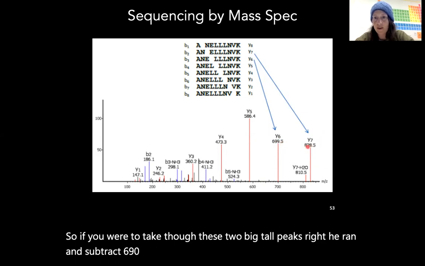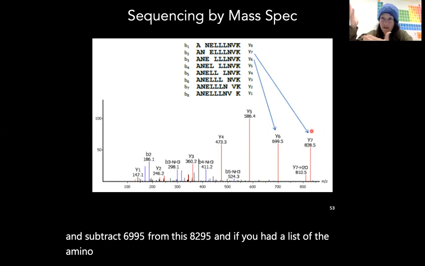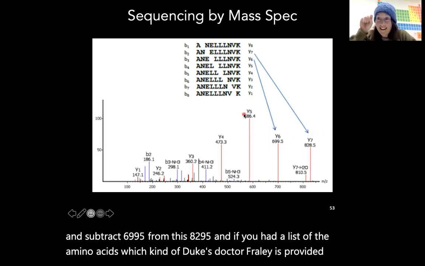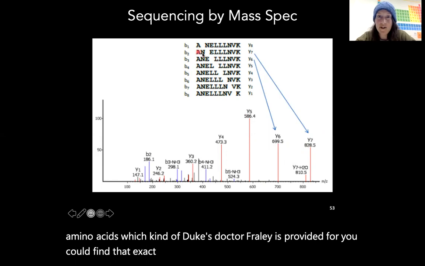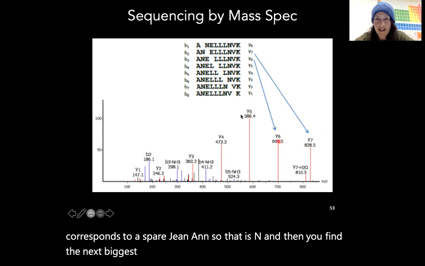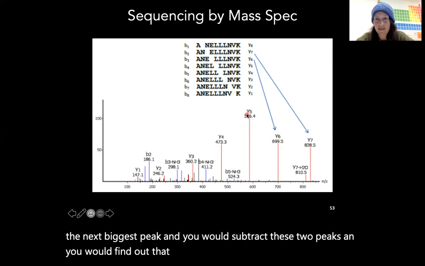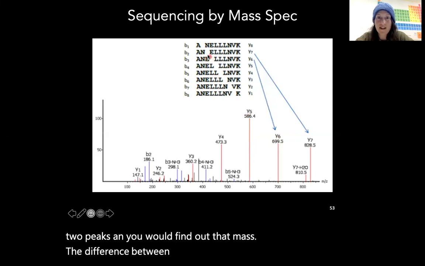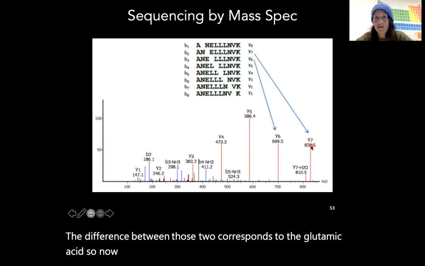If you were to take these two big tall peaks right here and subtract 699.5 from this 829.5, and if you had a list of the amino acids, which you kind of do because Dr. Fraley has provided it for you, you could find that exact mass, and you would find out that it corresponds to asparagine, N. Then you find the next biggest peak, and you subtract these two peaks, and you would find that the difference corresponds to glutamic acid. So now you know the sequence already: something that's going N and then E, and so on and so forth.